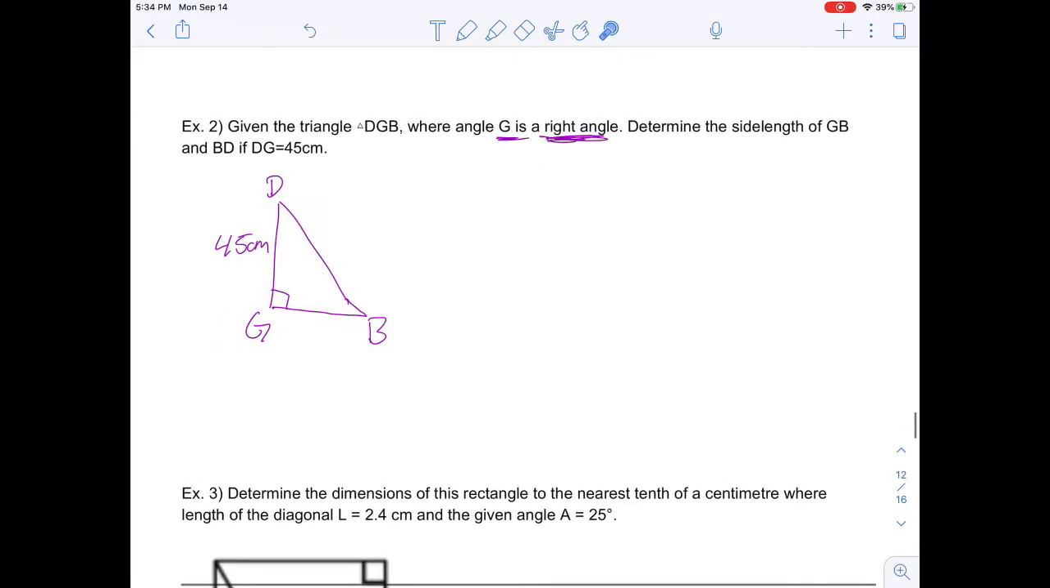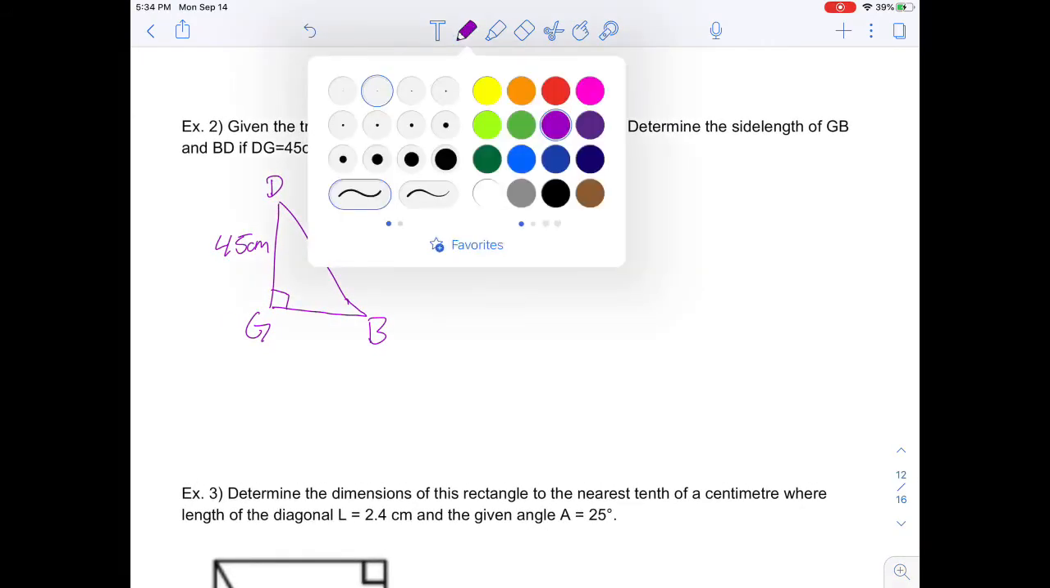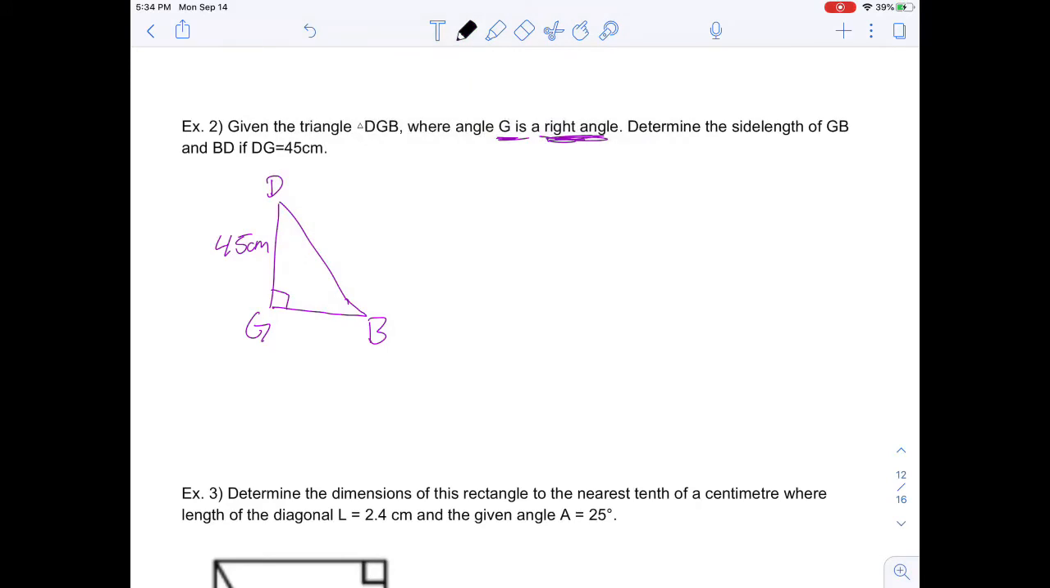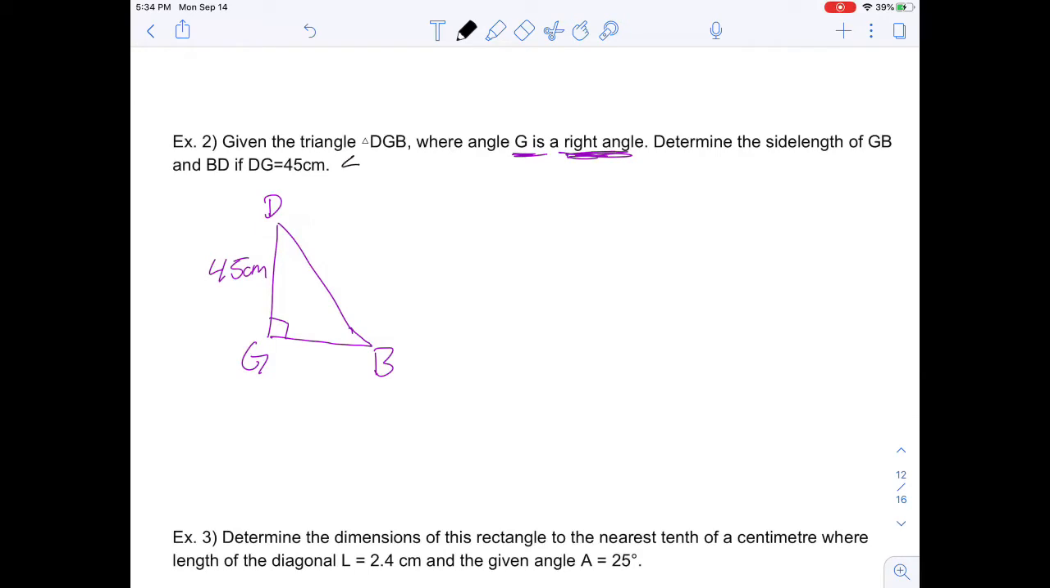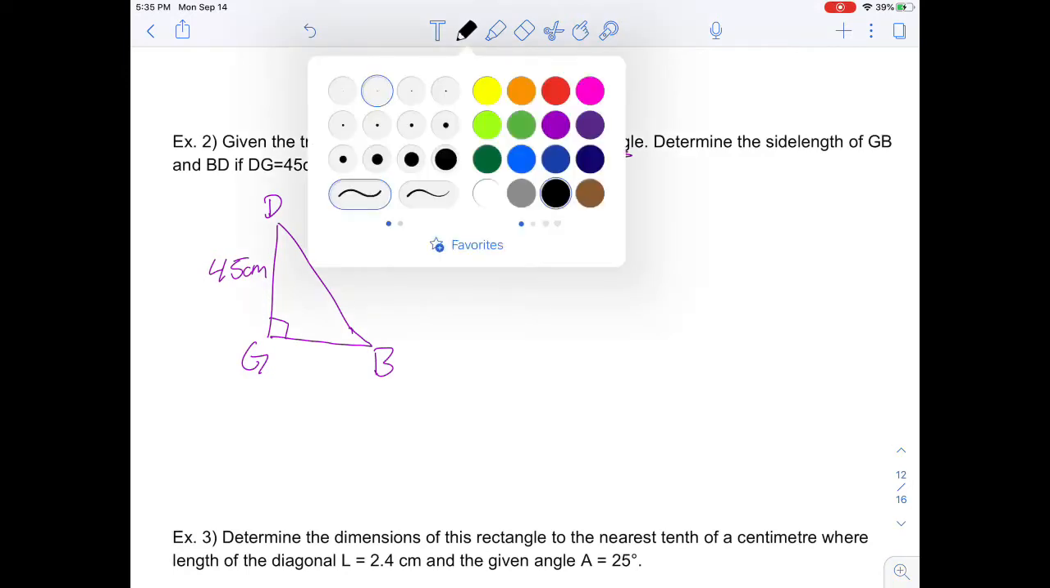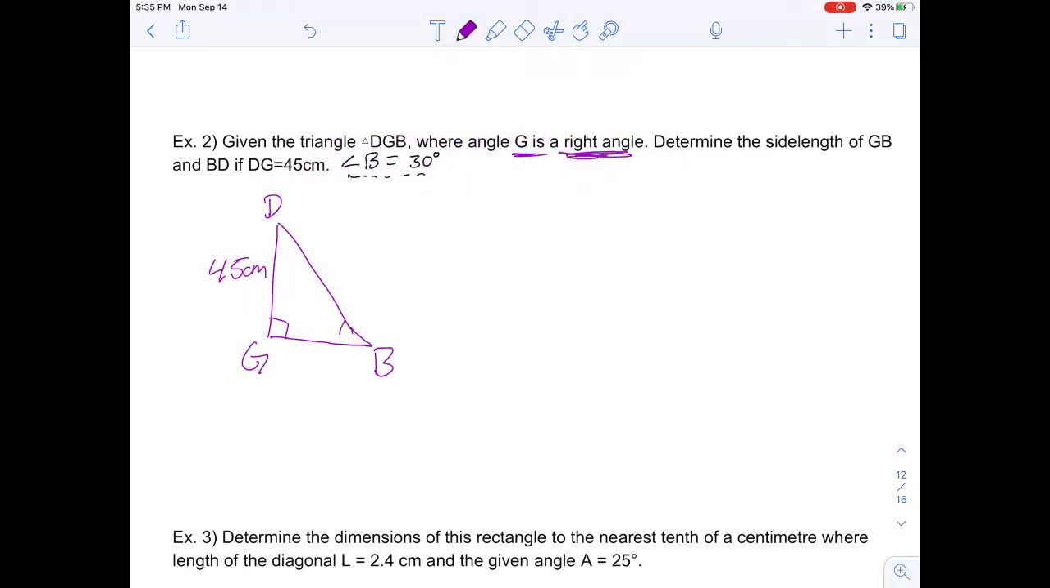Now, I'm noticing here that I actually forgot to give you an angle to work with. So let's say angle B equals 30 degrees. So that's a part of this question. I just forgot to write it into the question. That is my bad. So we're going to act as if this was given in the question. So angle B equals 30 degrees. Let's write that here. Angle B equals 30 degrees.